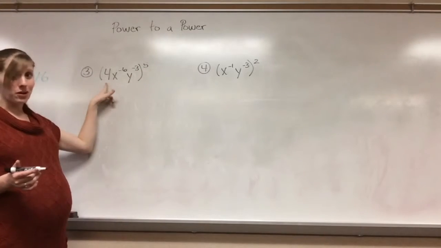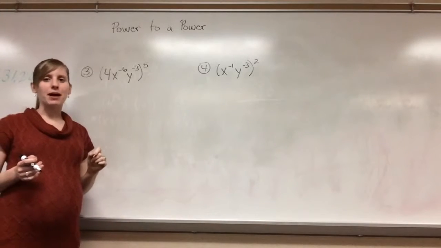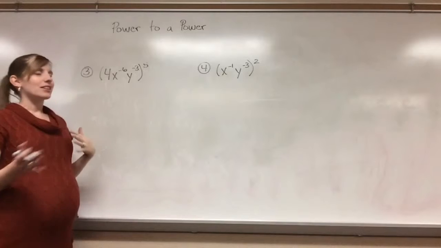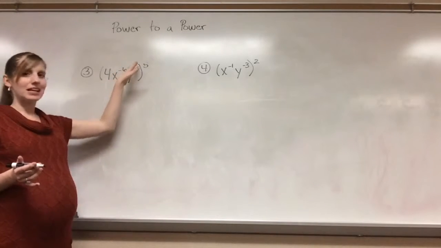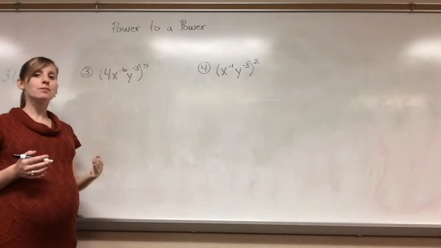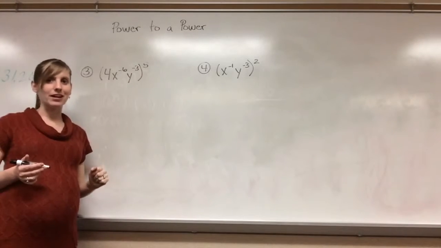So that means the 4, the x, and the y all need to be raised to that 5th power. I like to think of this as kind of like the distributive property, okay? All of them are going to get that 5th power, so we need to distribute that 5th power to every single exponent in the problem, all right?